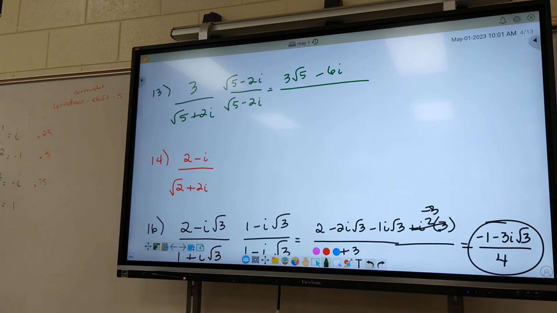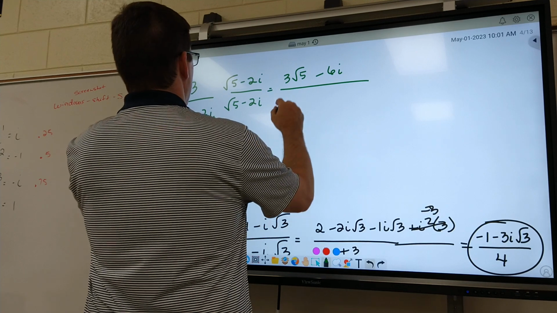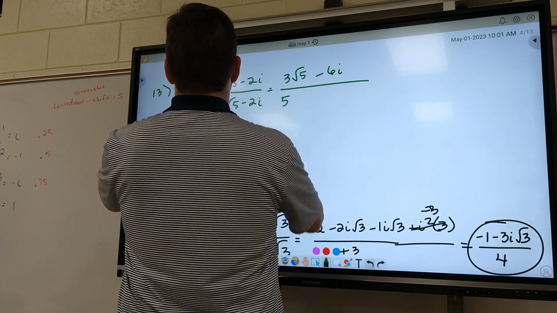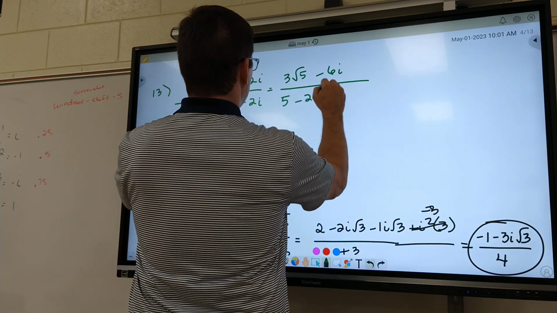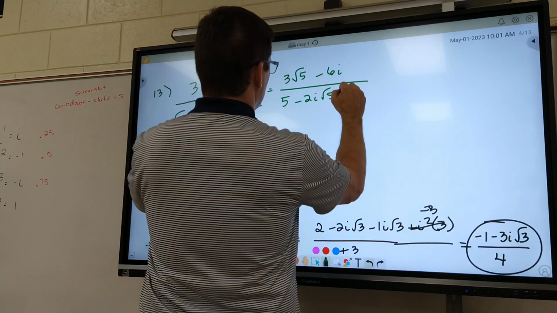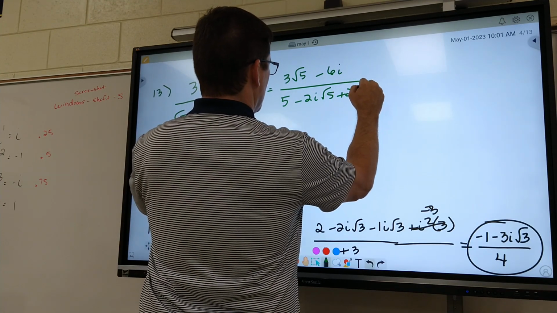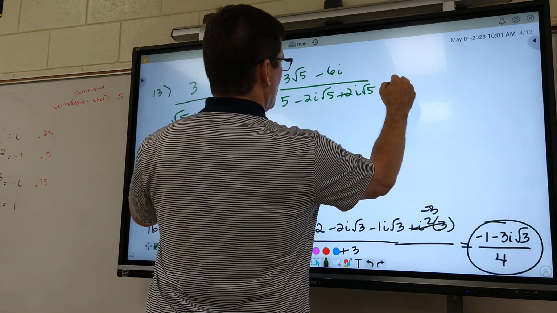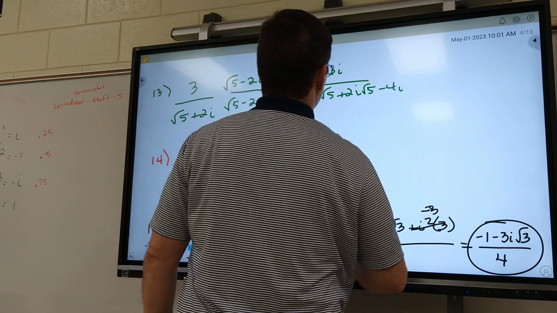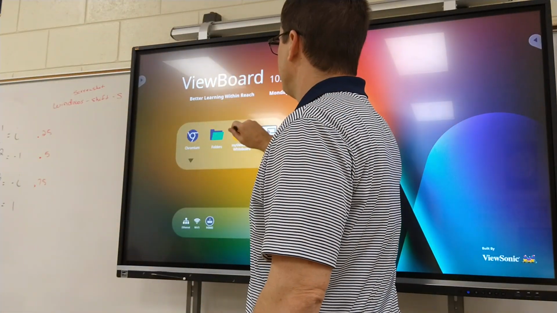All right, Matthew, let's do the bottom. Root 5 times root 5 is just 5, right? I got a minus 2i root 5. I got a plus 2i root 5. I already said y'all can skip that part. And I got minus 4i squared. Oh, don't shut down on me. Boom.